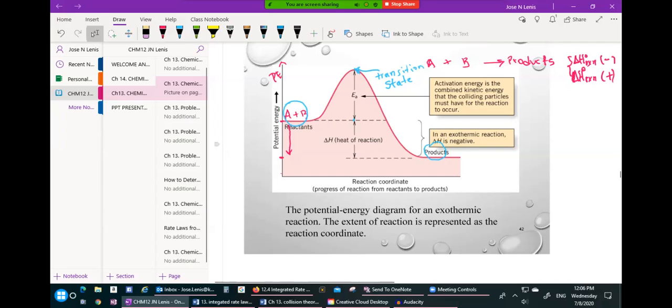What happens at this position? At this position, both particles have enough energy to form something that we call the activated complex. What is an activated complex? An activated complex happens when all bonds are partially broken and new bonds are partially formed.